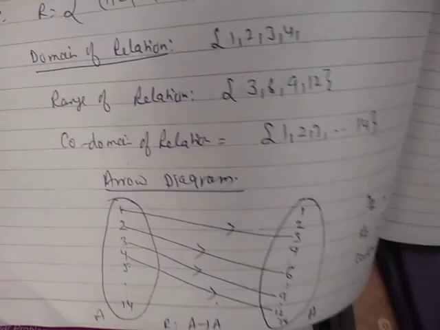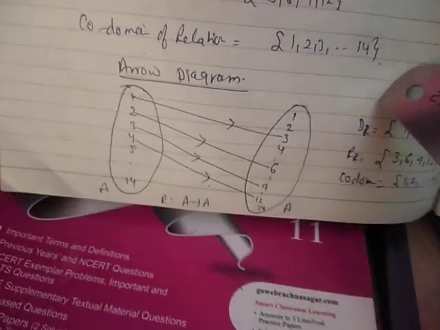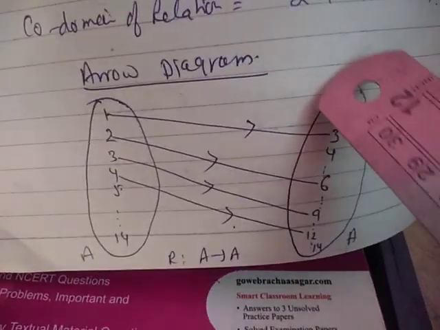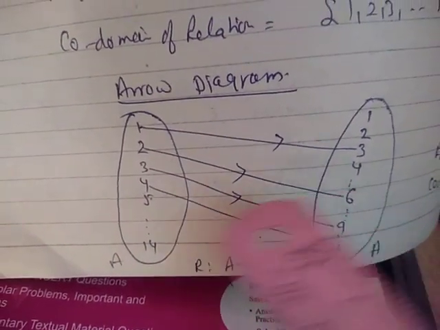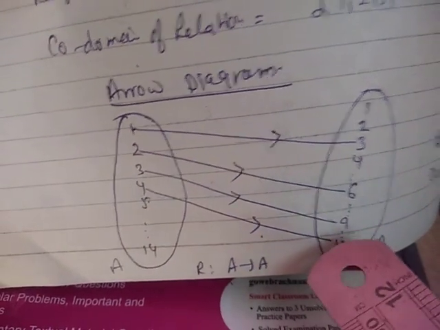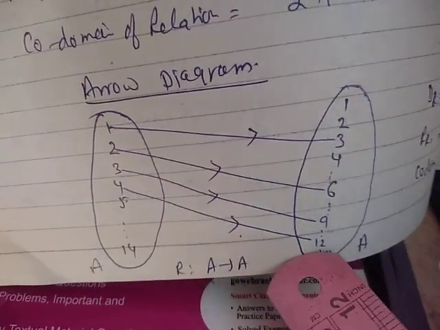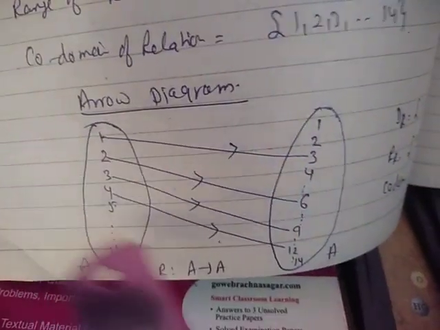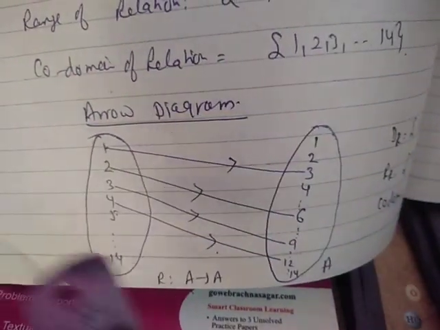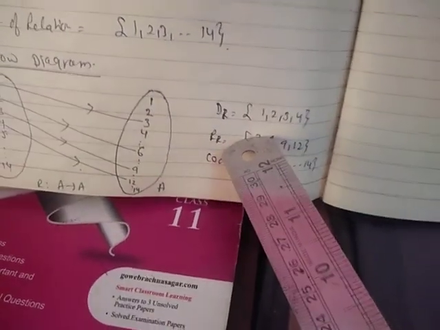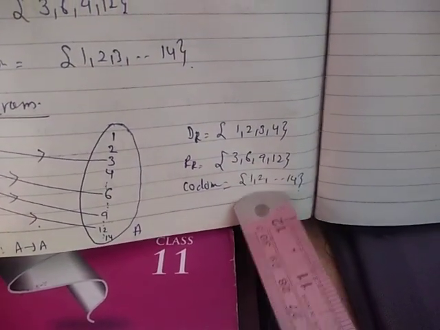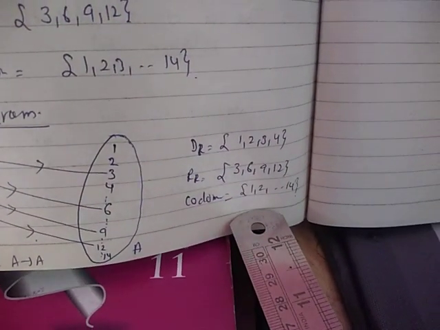I have explained it in an arrow diagram also. Just see, 1 to 14, 1 to 14. 1 is related with 3, 2 is related with 6, 3 is related with 9, 4 is related with 12. The relation says A cross A. This is the way of representing an arrow diagram. Now domain of the relation is 1, 2, 3, 4. Range of the relation is 3, 6, 9, 12. Codomain is 1, 2, dot, dot, dot, 14.